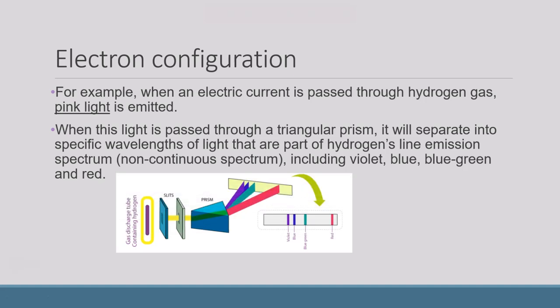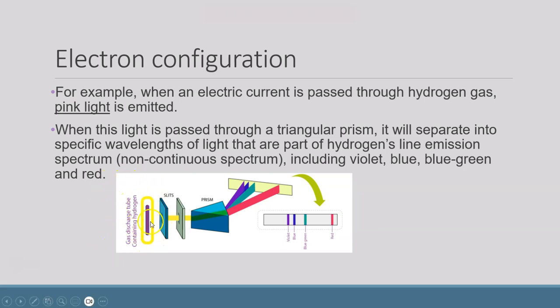Now, this over here is called a non-continuous spectrum. And it's a non-continuous spectrum because it doesn't contain all the colors of the rainbow. So it doesn't have red, orange, yellow, green, blue, indigo, violet. It just has red and then a frequency of green and blue and violet. Hence, this is a non-continuous spectrum.